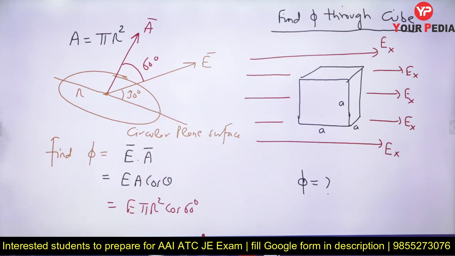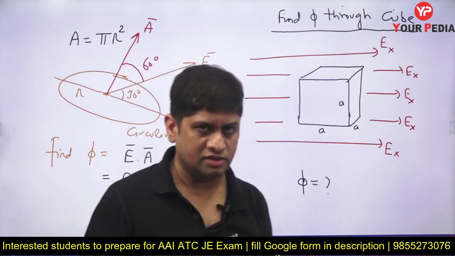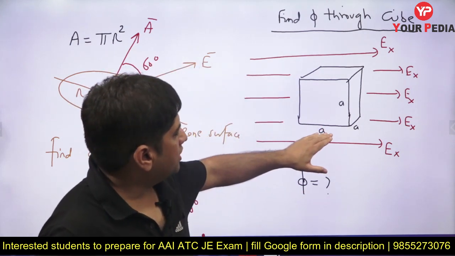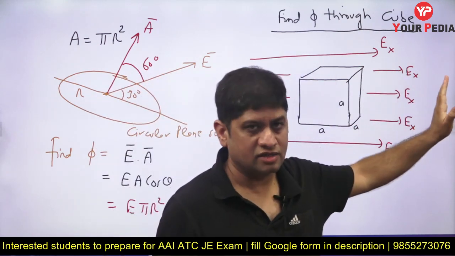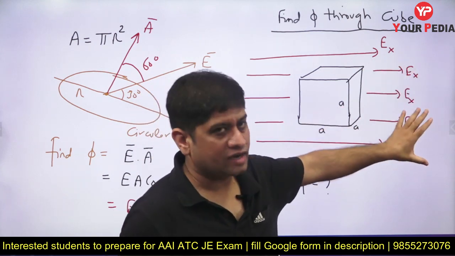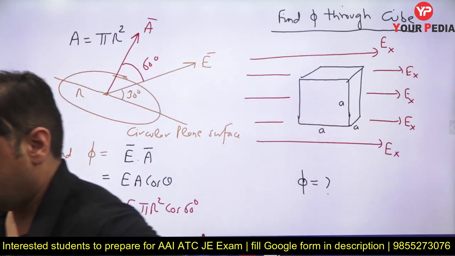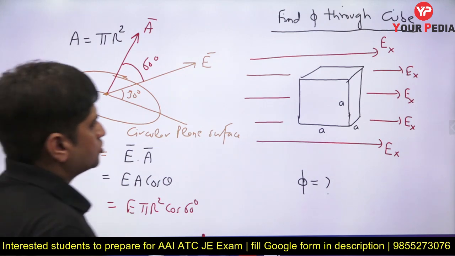Find the total flux through a cube. Now I am giving you a cube which has 6 surfaces. Each side is A, and this cube is kept in the electric field something like this. One of the sides of the cube is parallel to the electric field, which is along the x-axis. Give yourself 1 minute and tell me what is the electric flux through this cube.